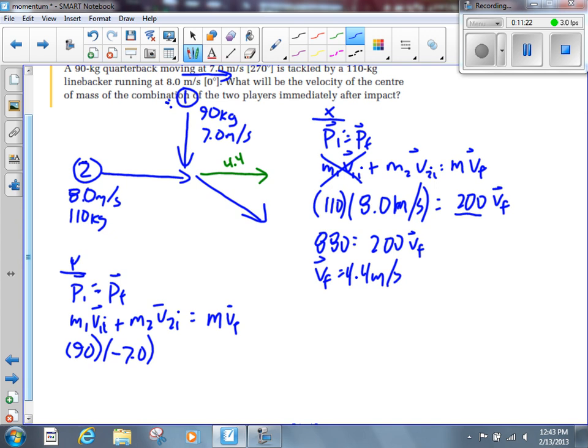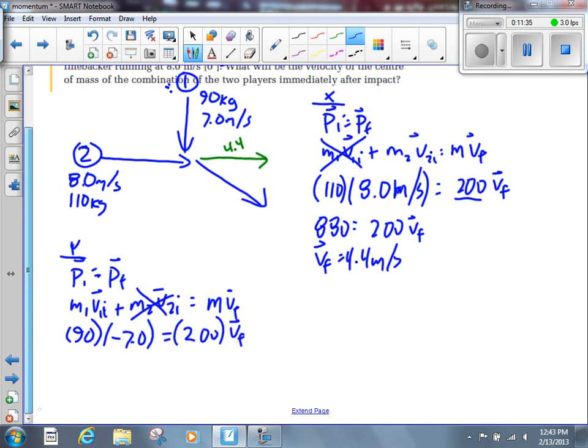What's v2i? Rob, what's v2i? 0. Good. Because we're dealing with the y component now, right? So none of this is on the y-axis. The combined mass is, again, 200 times vf. Solve for vf here. 90 times negative 7 is 630, divided by 200 gives you 3.15, or negative 3.15. That's not my final answer either. You want to find this, and you want to find this.